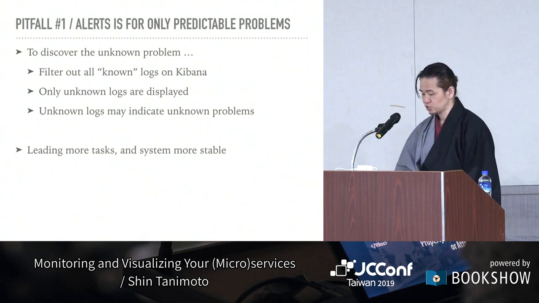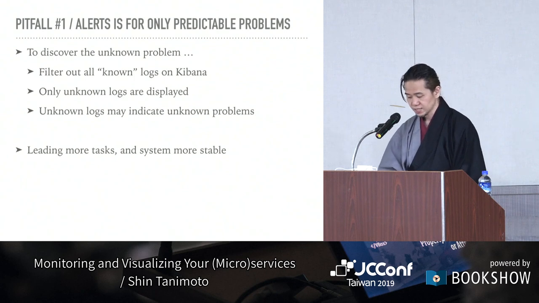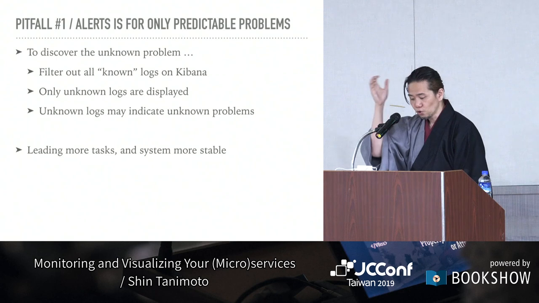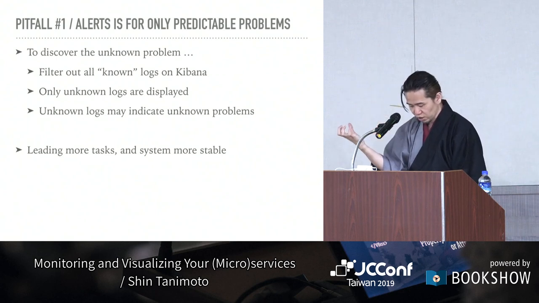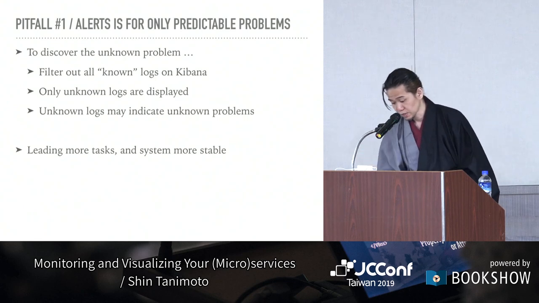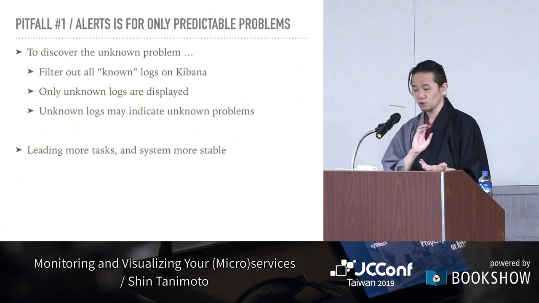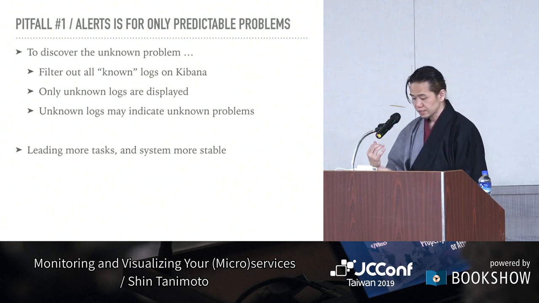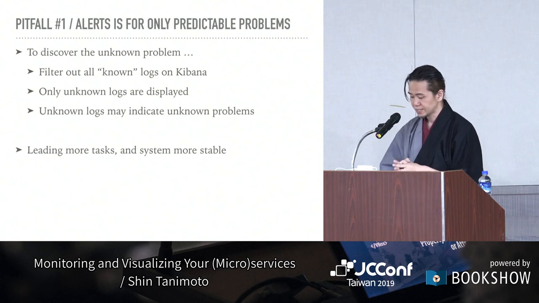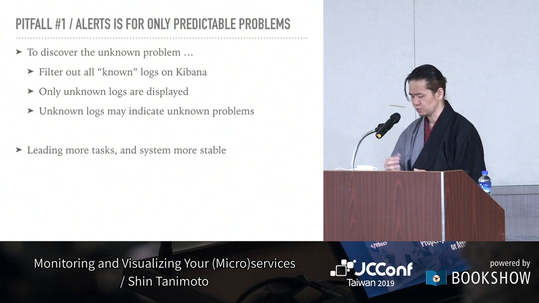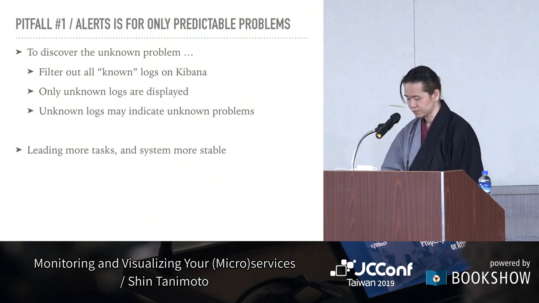One idea is to filter known logs. By filtering out debug logs, info logs, known warning logs, and known error logs using Kibana, we can display only unknown logs. And if you have an unknown log line, it may be an unknown problem. I think this is one of the few ways we can find unknown problems.